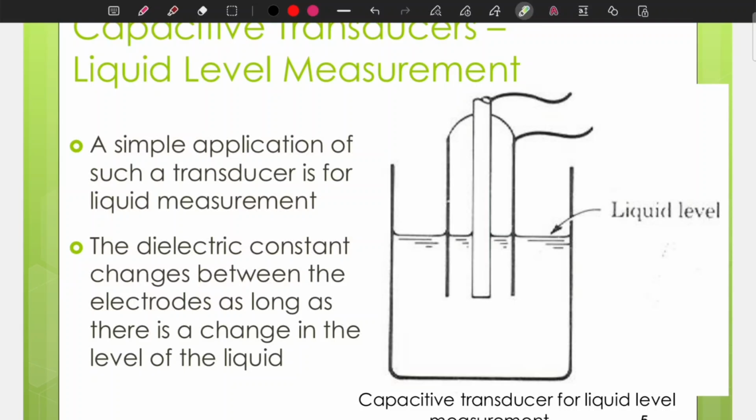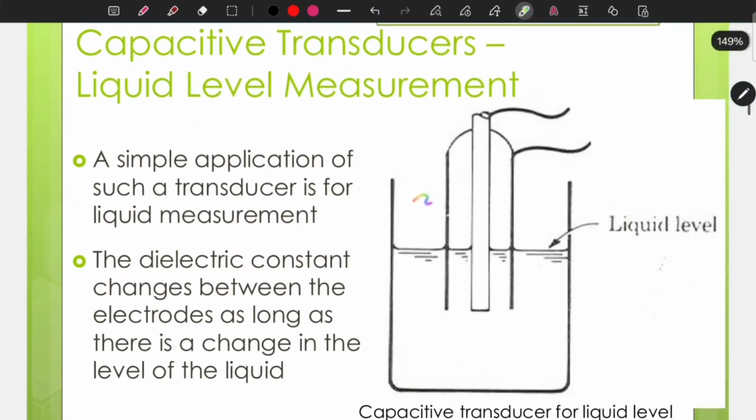For example, if you have an empty tank, the space between the electrodes will be primarily filled with air. With air, you have a lower dielectric constant. So what happens when you have a low dielectric constant? You will have a low capacitance. But as you fill more and more water into this, the level of liquid will be higher compared to the air.